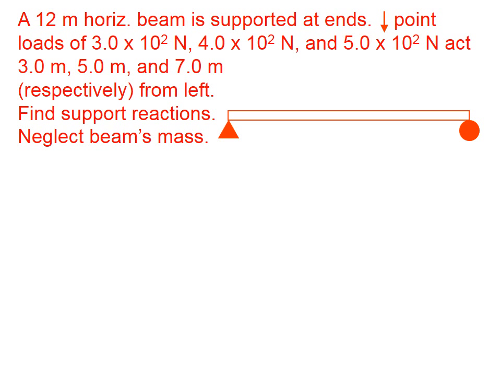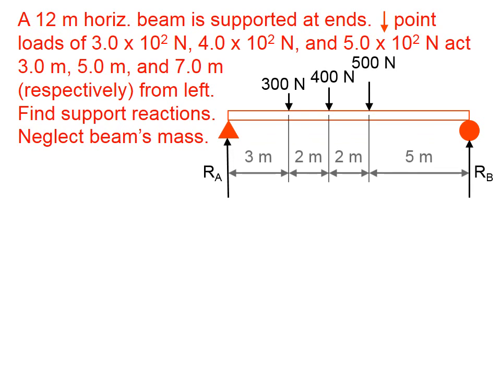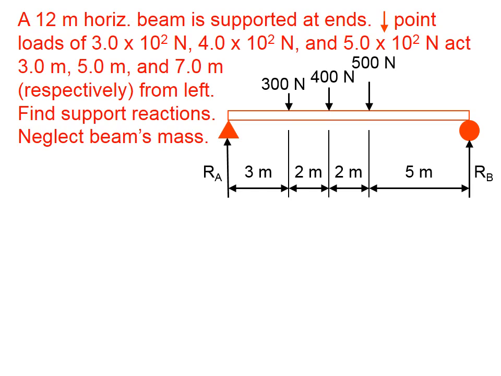So here's our problem. Let's go ahead and draw the forces in with their positions. 300, 400, and 500 newtons act 3, 5, and 7 meters from the left end. The beam itself is 12 meters in length. So you can see here that the 300 Newton force is 3 meters away, the 400 Newton force is 5 meters from the left end, the 500 Newton force is 7 meters from the left end, and the entire length of the beam is 12 meters.